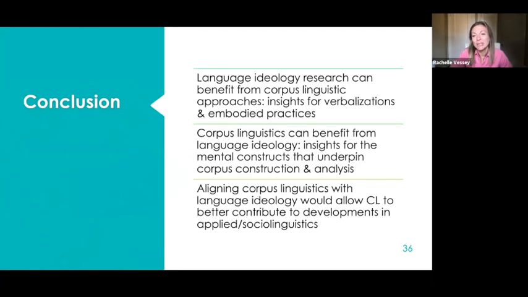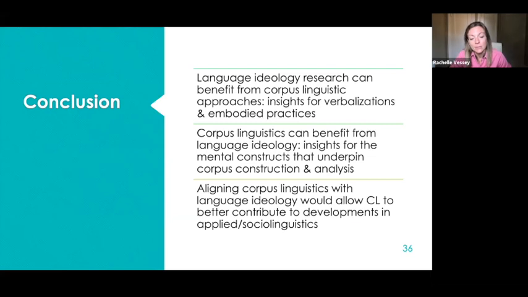So to conclude, I think it's important to show that language ideology research can benefit from corpus linguistic approaches. I haven't focused on that so much in this talk, but even the very fact that we have these big data sets now drawing from, I keep talking about Twitter. So we have new insights that are possible relating to verbalizations and embodied practices, and corpus linguistics can add to the existing body of work on language ideology.